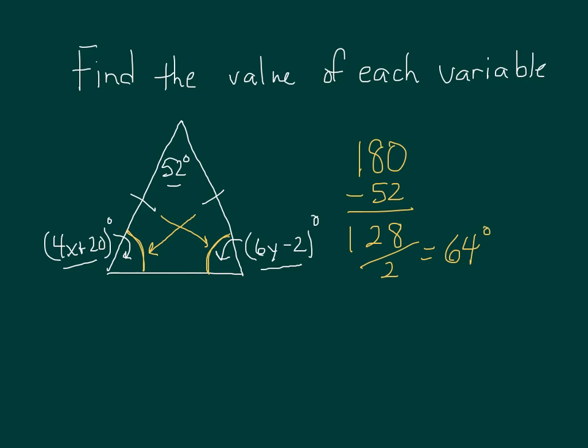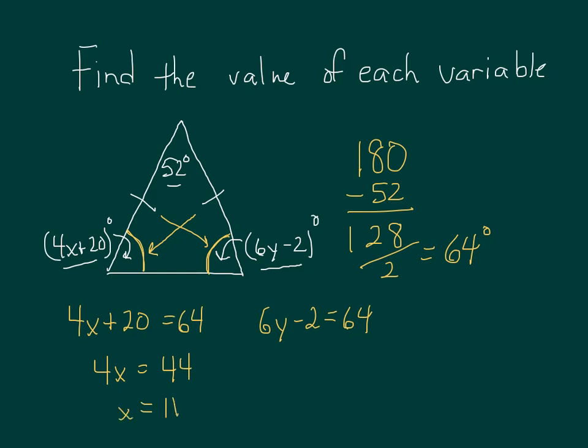Now I can go ahead and solve the problem. I can say that one of the base angles is 4x plus 20, and it equals 64. And the other base angle is 6y minus 2, and it equals 64. So simply by solving, we get 4x equals 44, or x to be 11. And over here, if I add 2 to both sides, I get 6y equals 66. And in this case, both x and y end up being 11. Now that's not true for every one of these problems you're going to do. It was true for this specific problem.